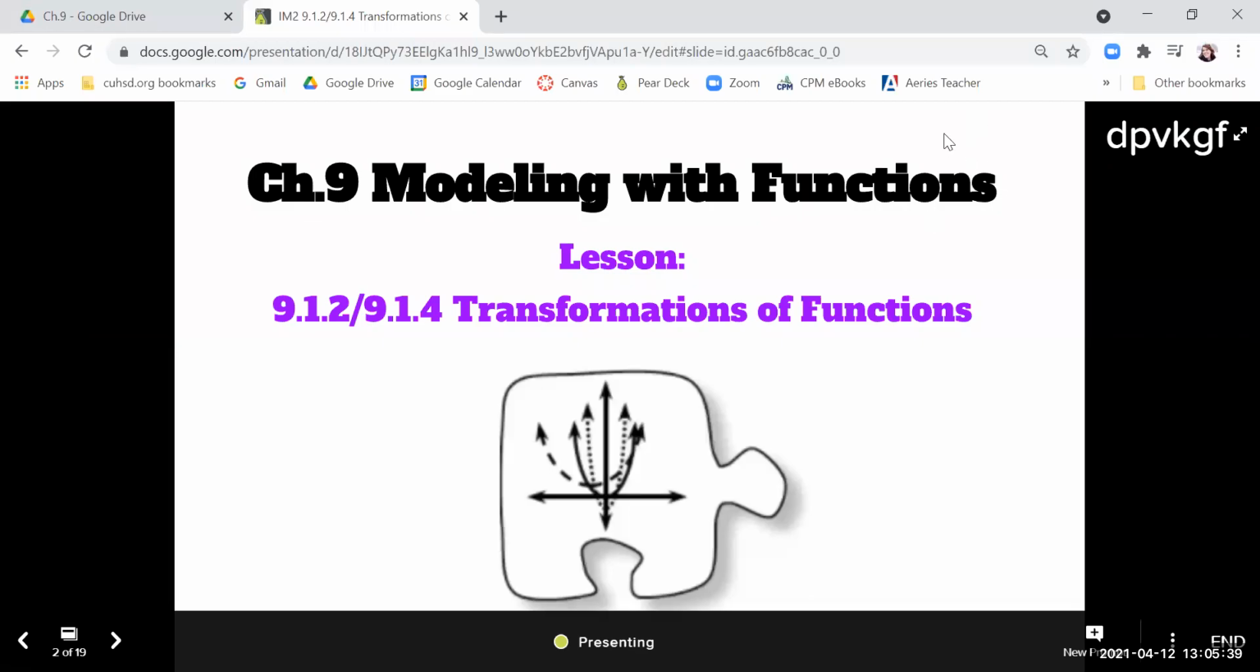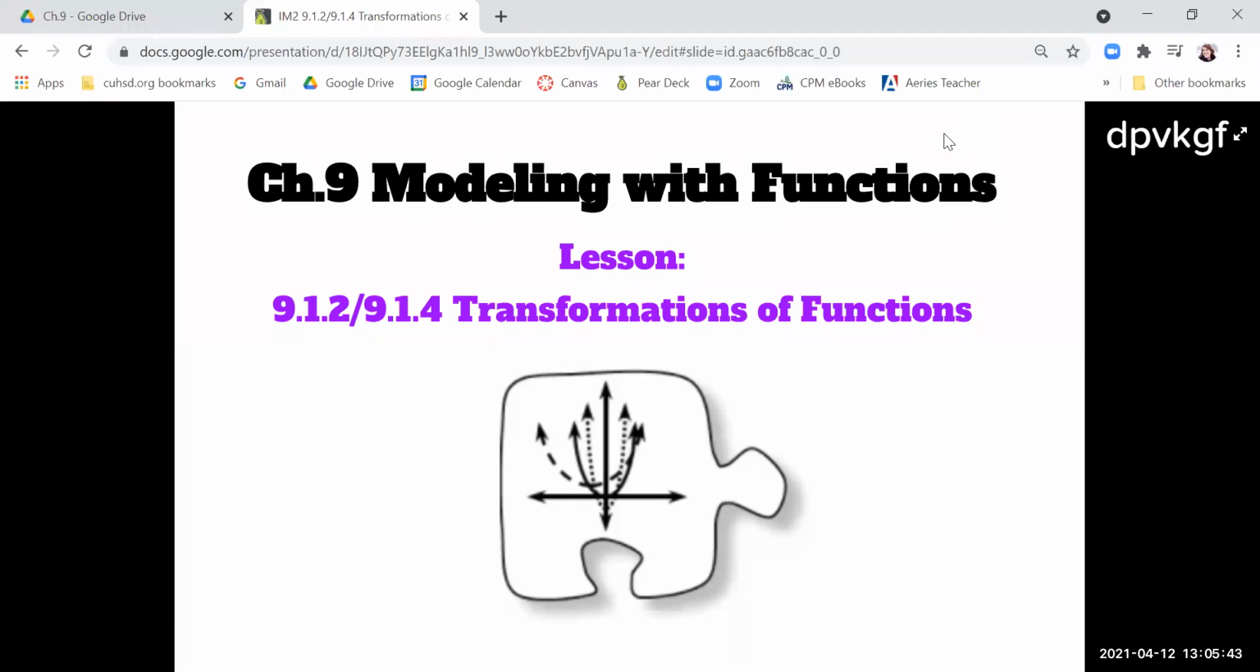Today we are starting chapter 9, and we're doing a combination of the content that the learning goals for 9.1.2 and 9.1.4 because they're very related. And we'll be learning about transformations of functions, two special functions in particular, one the quadratic function and the other is the absolute value function.